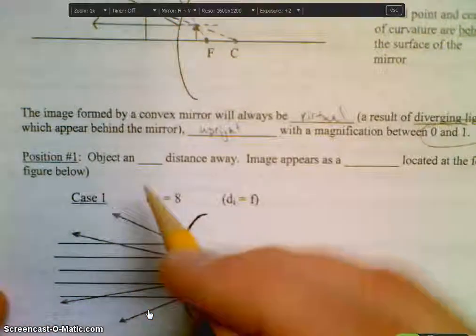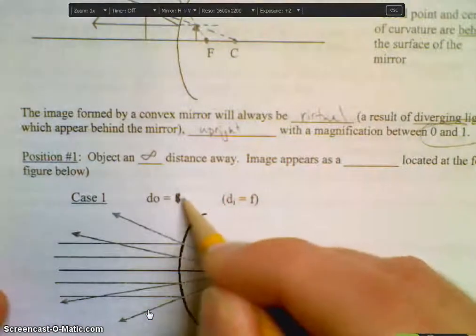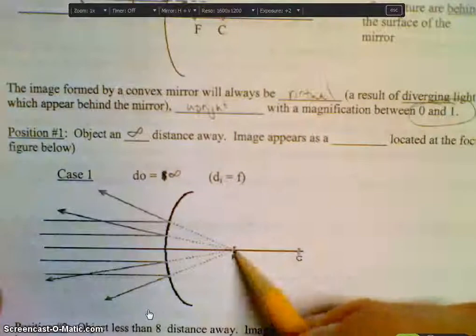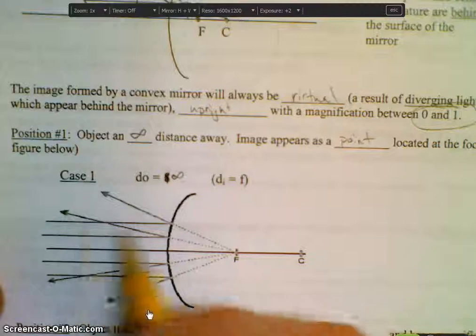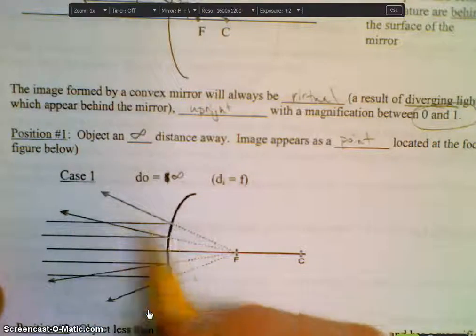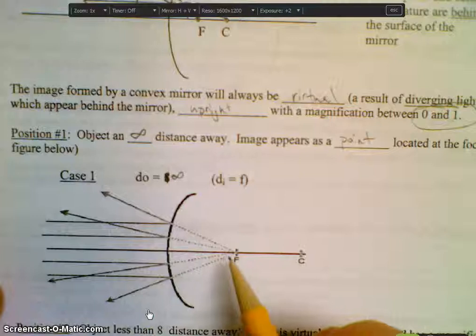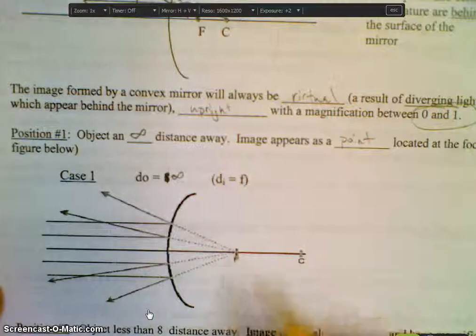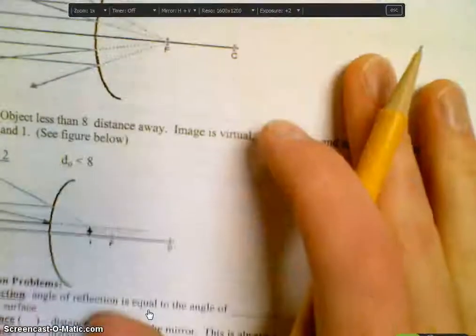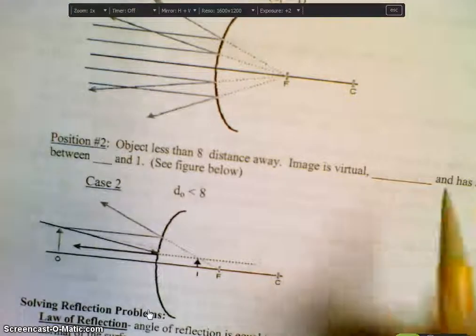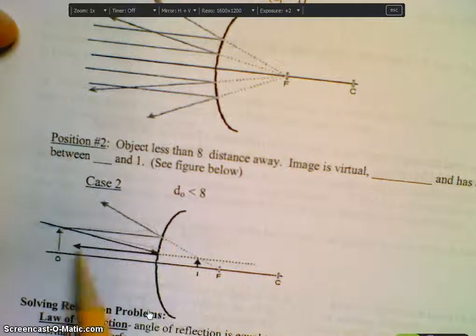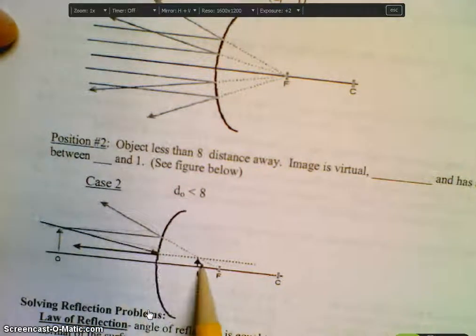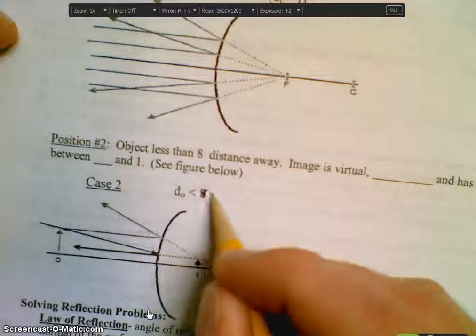So let's look. If we have an object that's an infinite distance away, again, DO is infinity here, the image appears as a point located at the focus. And we can see this. Parallel in reflects as if it came from F. So all these reflect as if they diverge and came from F. And then position 2, you can see our three rays, exactly what we just drew. So parallel in reflects as if it came from F. Toward F reflects as if it's parallel, and then toward C reflects on itself, and we get this guy right here. This is infinity.